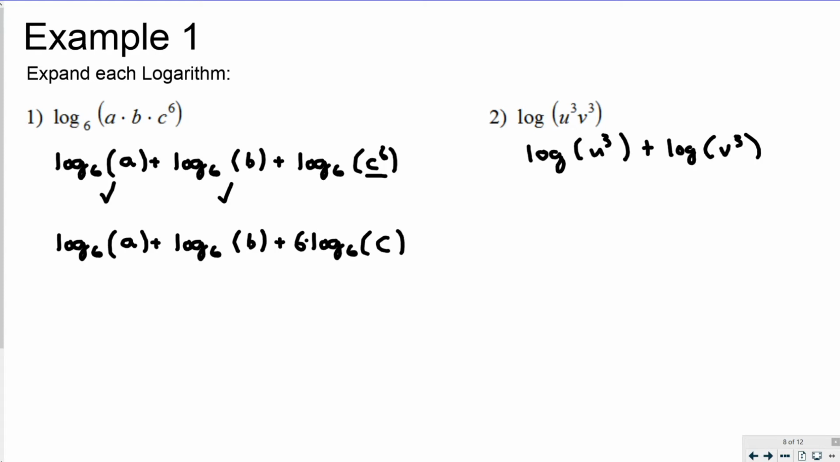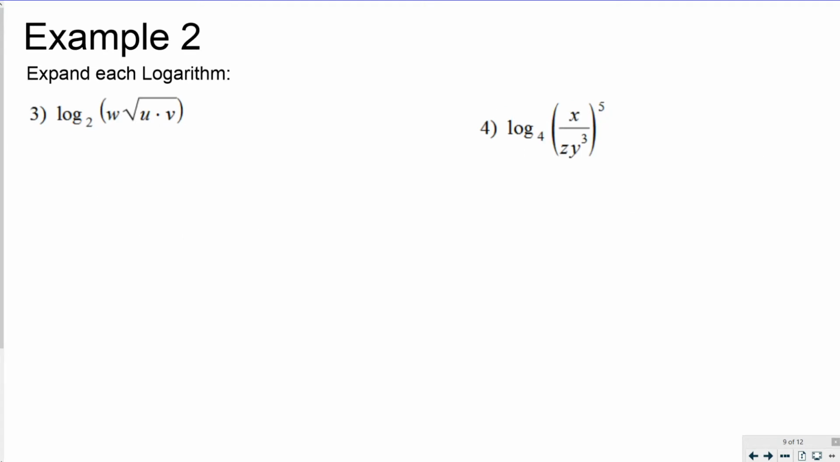And now we do the power rule. The 3 is going to come out in front, and the 3 is going to come out in front. So we get 3 times log of u plus 3 times the log of v. And that would be considered expanded and simplified.